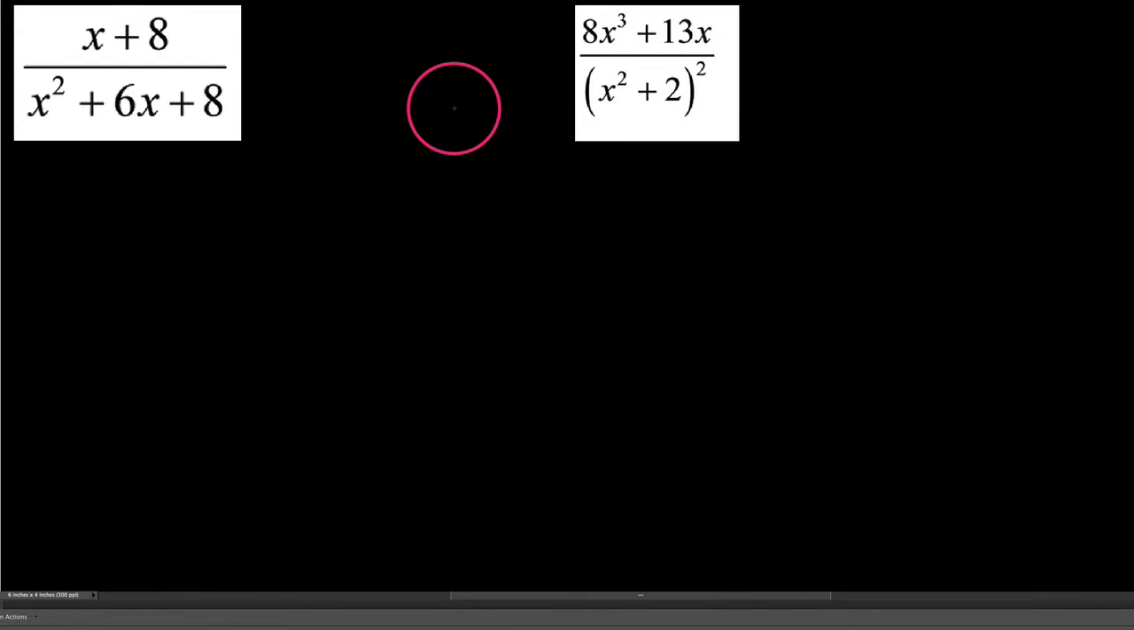Hey YouTube, in this video we're going to look at a couple more examples of partial fraction decompositions. And so let's just go ahead and take a look at this first one on the left here. We have (x + 8) over (x² + 6x + 8). So our goal is to rewrite this again as the sum of a bunch of fractions.